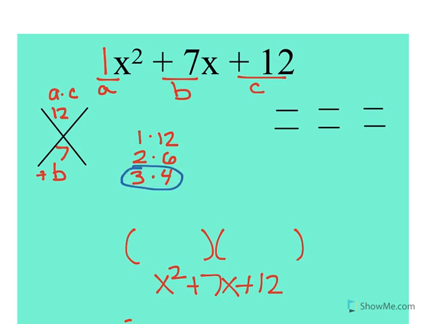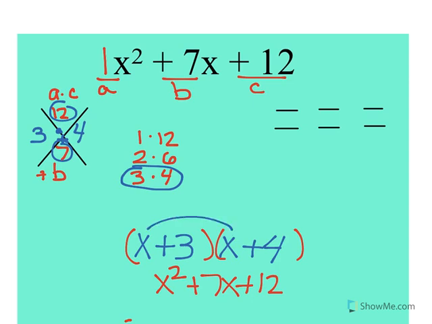Hoping you saw 3 and 4. So I'm going to pick the factors 3 and 4. The way I know they're correct is 3 times 4 is 12, and 3 plus 4 is 7. So my factors are simply x and a positive 3, x and a positive 4. If I were to multiply that out, x times x is x squared, x times 4 is 4x, plus 3x is our 7x, 3 times 4 is 12. So the factors of x plus 3 times x plus 4 is the factored version of our trinomial.